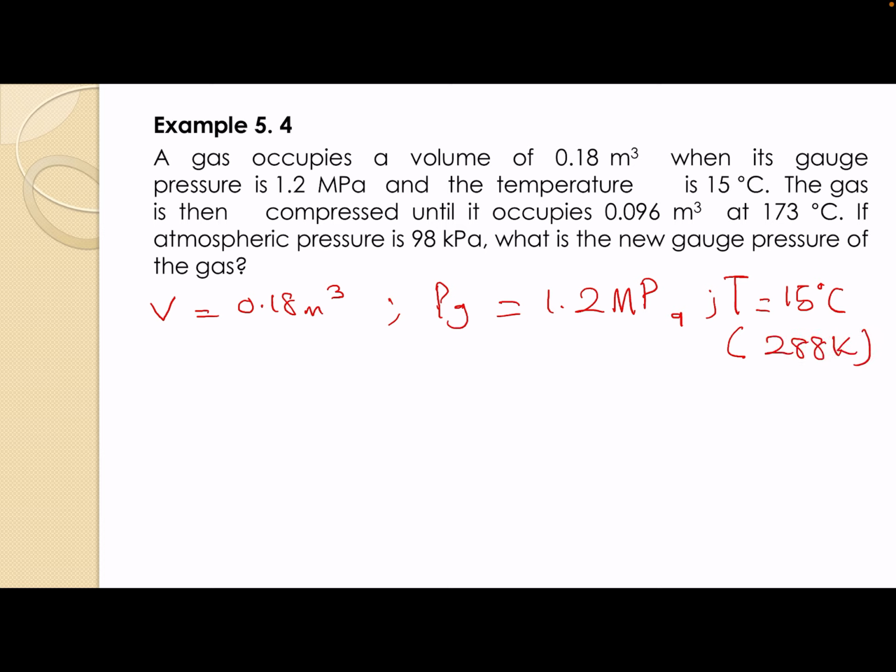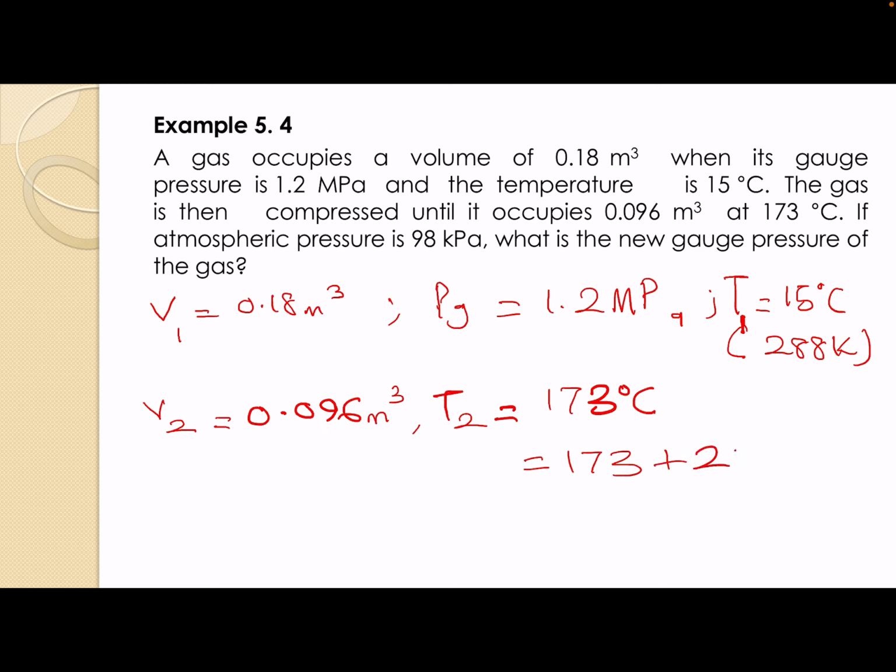The gas is then compressed until it occupies, so in that case there's a volume change, so we have V2, 0.096. Remember, it's compression, so the volume is reducing, at 173 degrees C. So that means we have T1 and T2, and T2 is 173 degrees C, and then convert to Kelvin. That should give us 446 Kelvin. So we have V1, V2, we have a PG, we have T1 and T2.